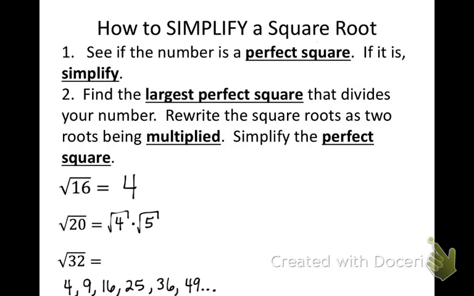So now that we've rewritten the square root as 2 roots being multiplied, we can simplify our perfect square. You should always put that perfect square in the front. It just makes it a little bit easier. So now we can take the square root of 4, which is 2, and just leave the square root of 5 as is.